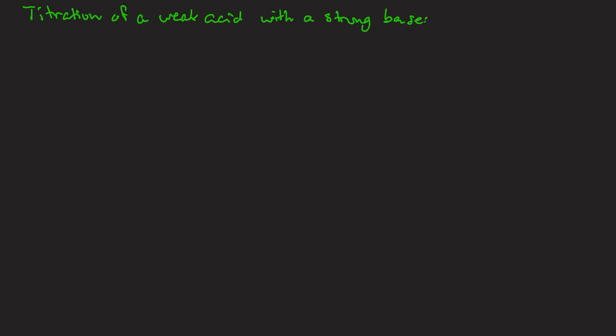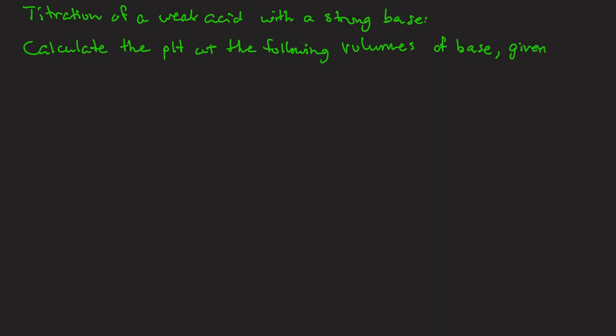I'll try for my writing to get a bit neater than that, but still figuring this out. So here's a question. We're going to calculate the pH at the following volumes of base. They're going to be the four typical ones we've seen in class: before titration, sometime during titration, not equivalence, at equivalence, and then beyond equivalence. So here we're going to figure out the pH of those different points.